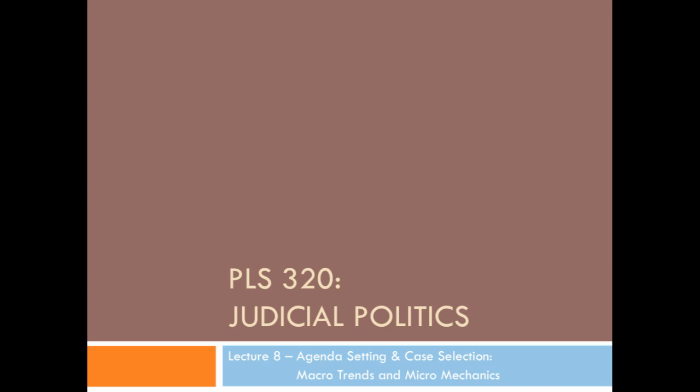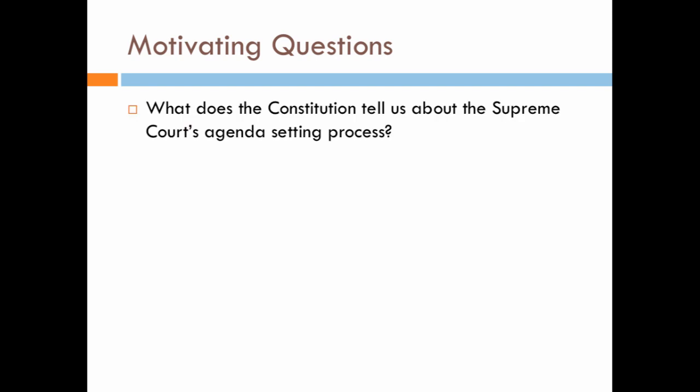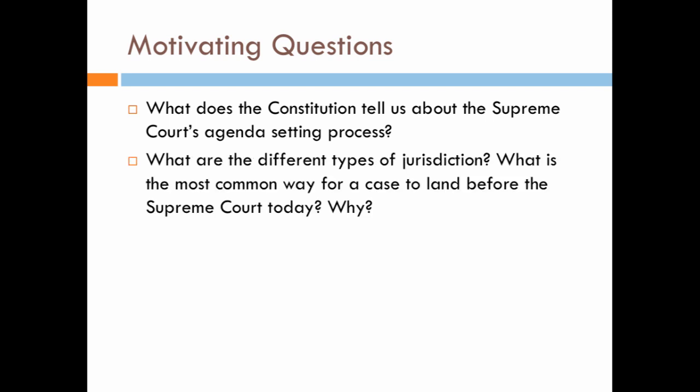This means that in this lecture, we're going to lay the groundwork for what comes next, and it's quite full of technical jargon, but we'll walk through it slowly and deliberately so that hopefully you grasp the full picture. To begin, we'll consider what the Constitution tells us about the Supreme Court's agenda-setting process. It gives us broad parameters about the types of jurisdiction that we'll encounter, and we'll trace the evolution of how cases land before the Supreme Court over time.